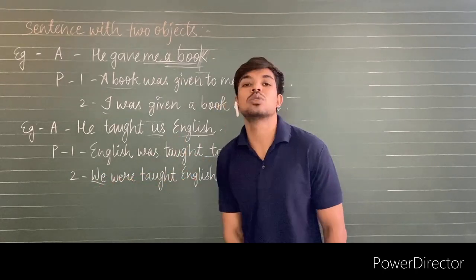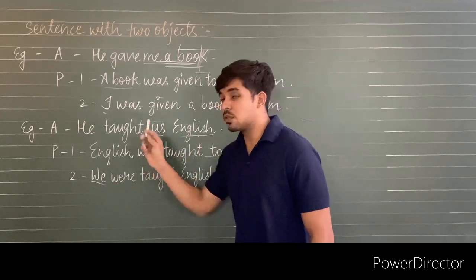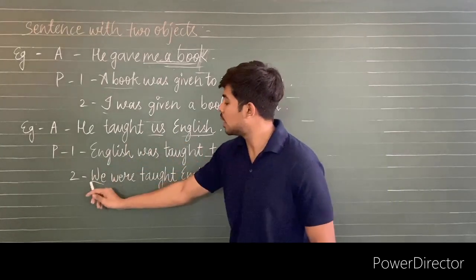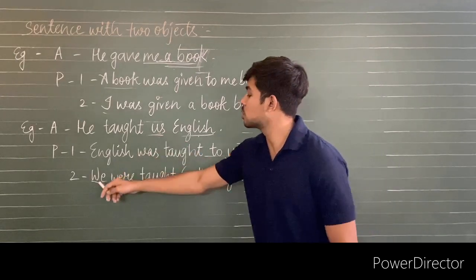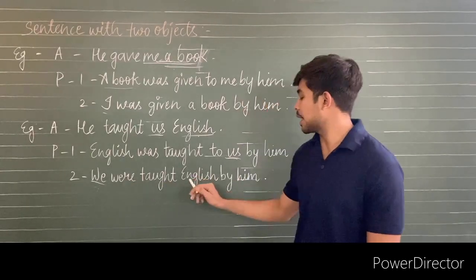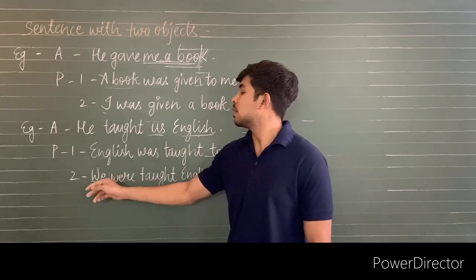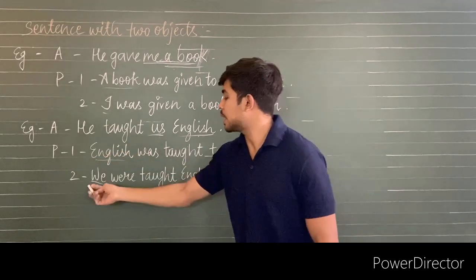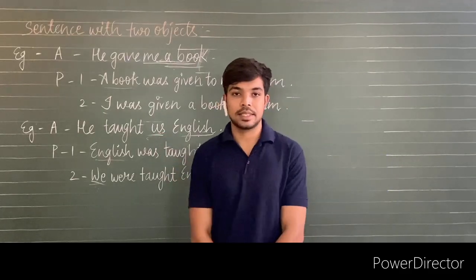So when "us" goes to the subject side, it will become "we were taught English by him." So this was the sentence. We have used the first subject as English, which was the object, and the second sentence as "we", which was also the object of the active voice sentence.